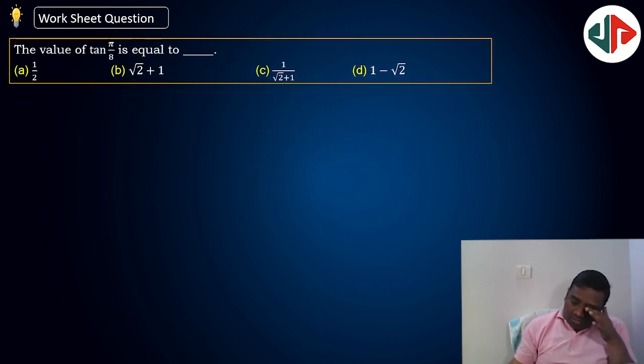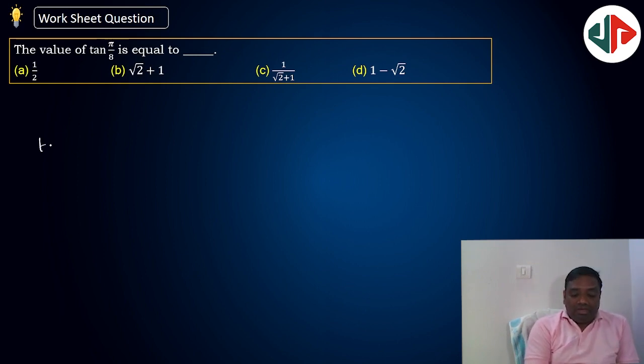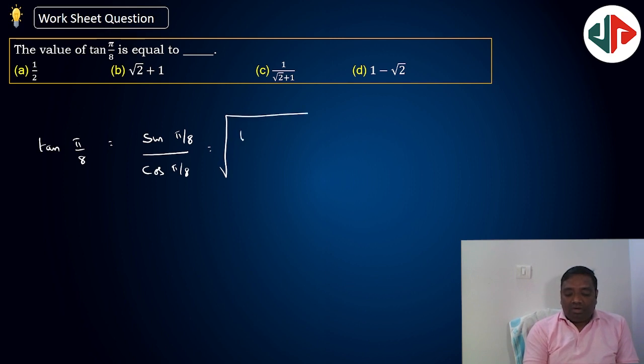Next one is, what is tan of pi by 8? This is a standard value. Tan of pi by 8 we can rewrite as sin of pi by 8 by cos of pi by 8. This we can rewrite as under the root of 1 minus cos of 2 into pi by 8 by 1 plus cos of 2 into pi by 8.